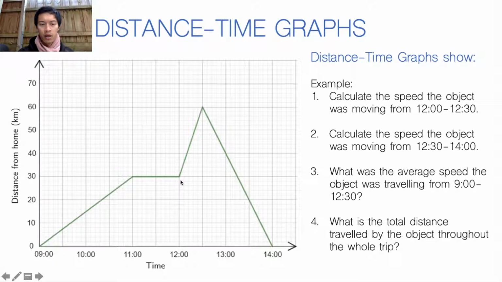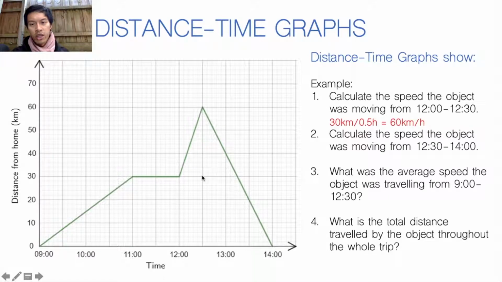Question 1 asks, what is the speed the object was traveling from about 12 to 12:30? So from about 12 to 12:30 is this particular bracket here. And once again, you use the gradient to give you the calculations. The rise over the run. So from here to here, the object has gone from 30 kilometers away from home up to 60 kilometers away from home. And it has done that in half an hour, from 12 to 12:30.